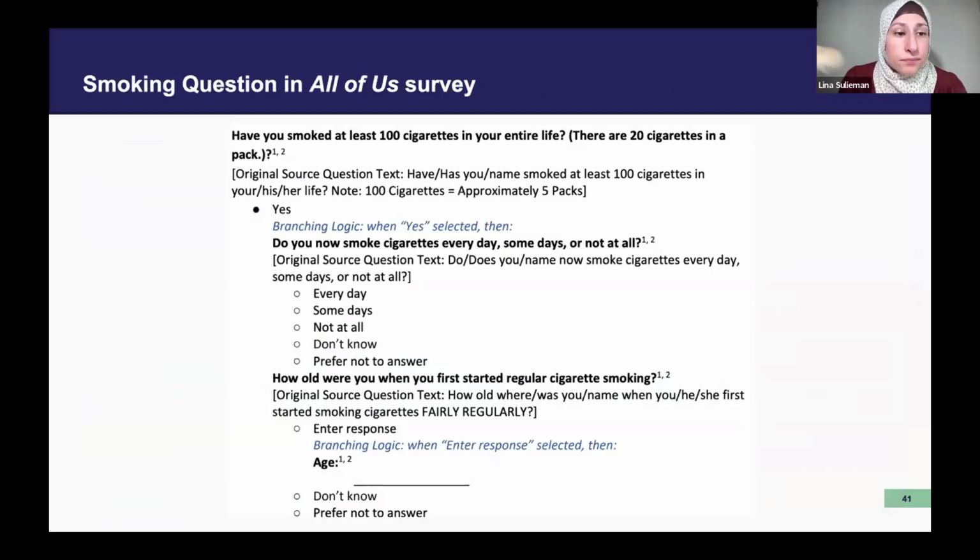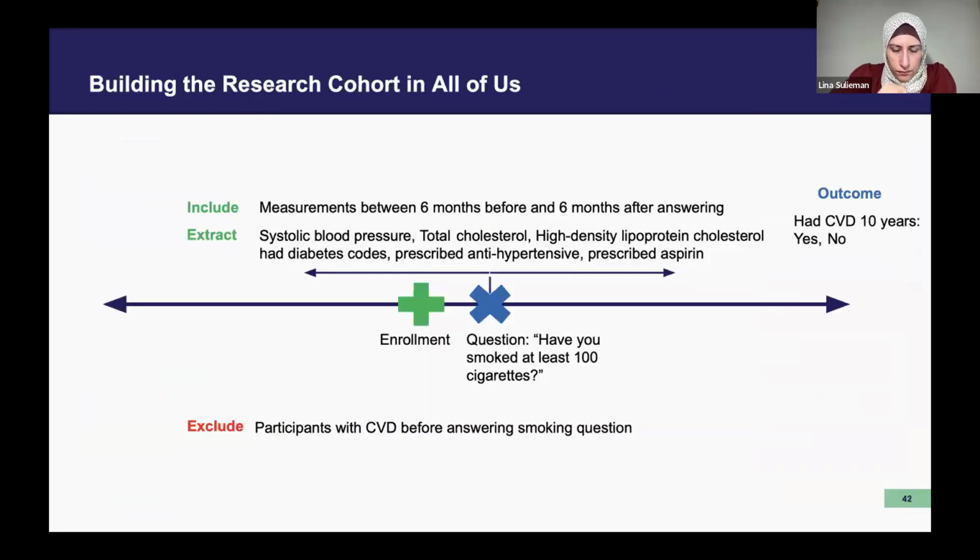All right. So when you go to the lifestyle survey, this is the question that you will see about smoking. We asked the participants, have you ever smoked at least 100 cigarettes in your entire life? And if the answer is yes, how frequently? Or if they quit, for example, how old were you when you started smoking? And if they quit, we ask the participants, at what age did you quit smoking?